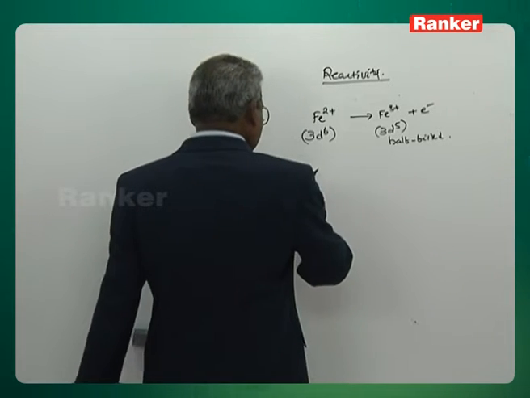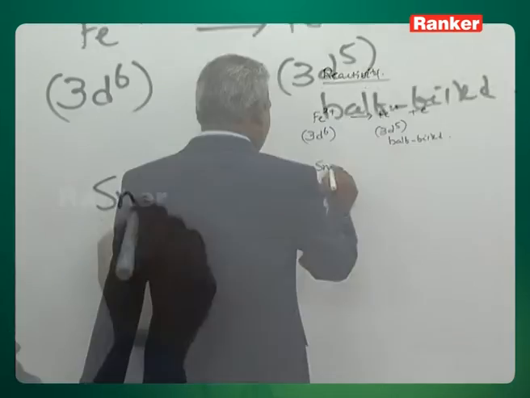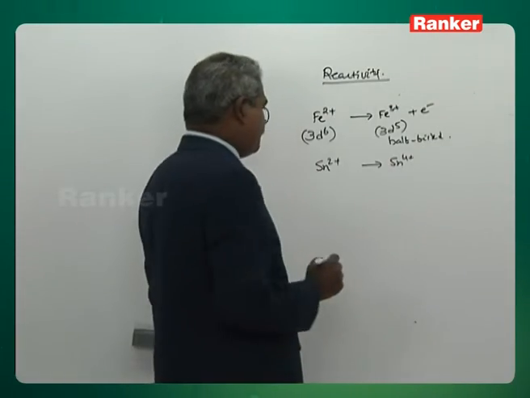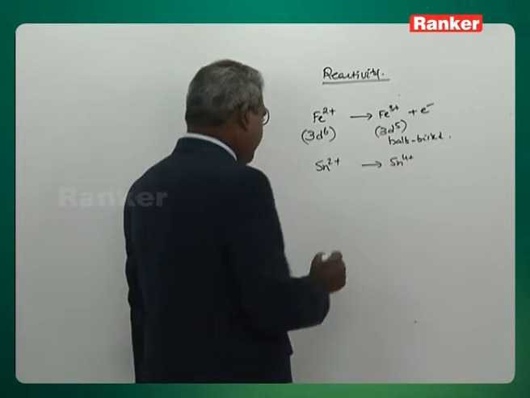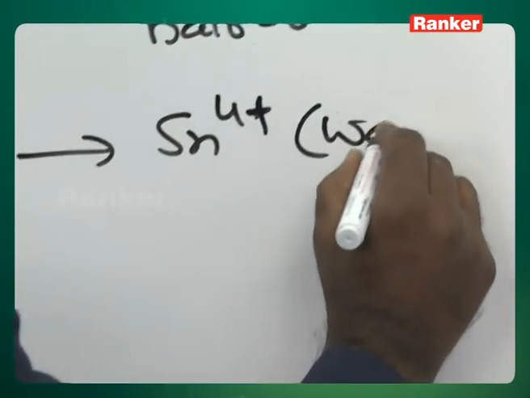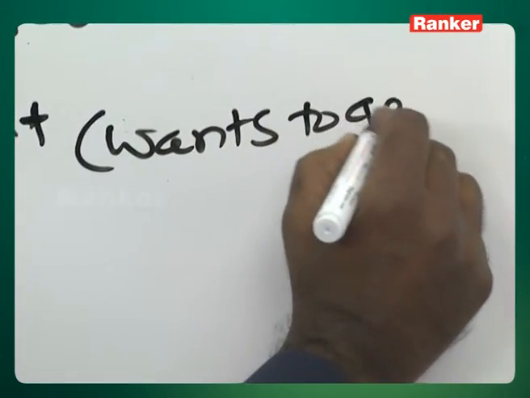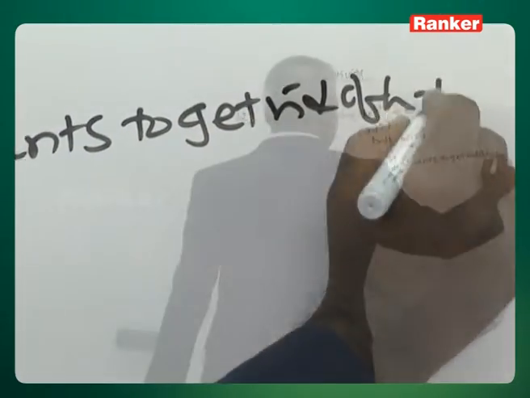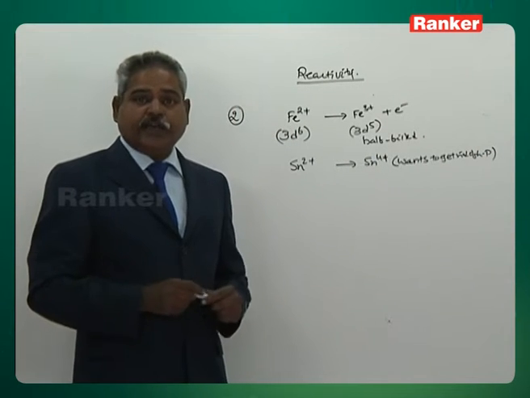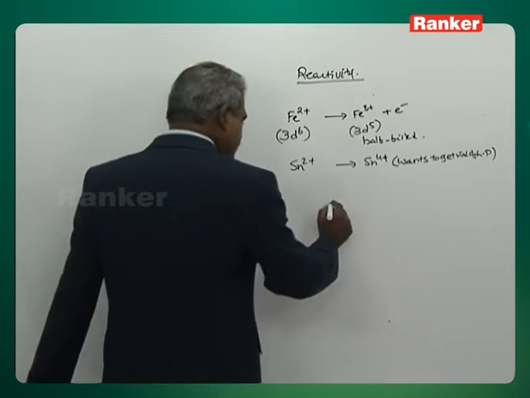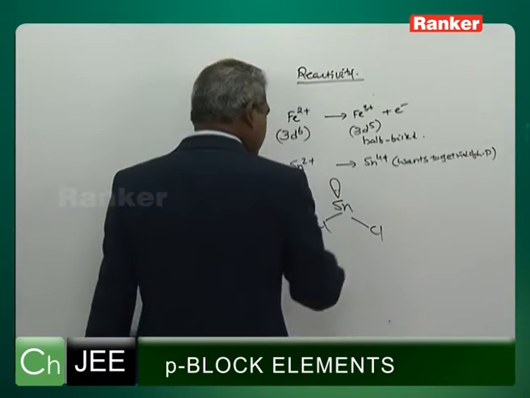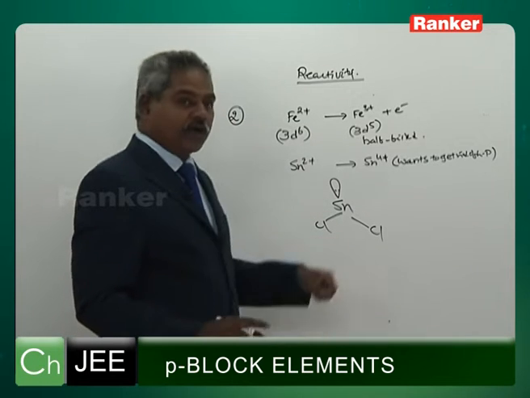Now, ferrous wants to become ferric. Sn2+ wants to become Sn4+. Once again, another reducing agent. Why? Here it is not the inert pair effect. Tin wants to get rid of the lone pair. It's not just tin. Perhaps all non-metals want to use as many electrons as possible. For example, SnCl2 is not happy the way it is. Why? There is a lone pair bothering. Therefore, it wants to use those 2 electrons also.